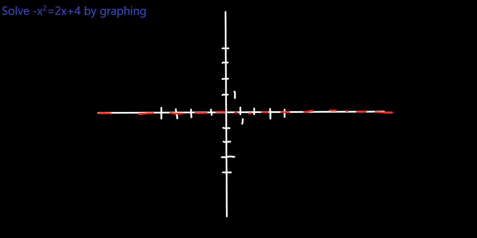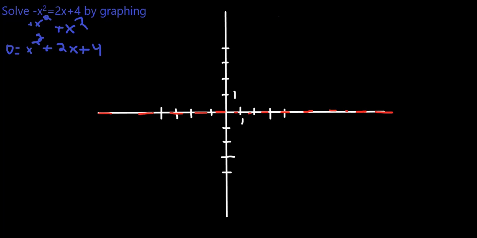Now let's solve negative x squared is equal to 2x squared plus 4 by graphing. Here, I'm going to add x squared to both sides because that is the most efficient way to make one side equal 0. But I could have also subtracted everything from this side and brought it over to the left. Both would have been valid, but I'm just going to choose to do it this way. So I'm going to get 0 is equal to x squared plus 2x plus 4.